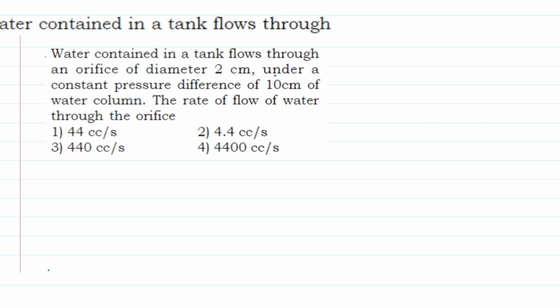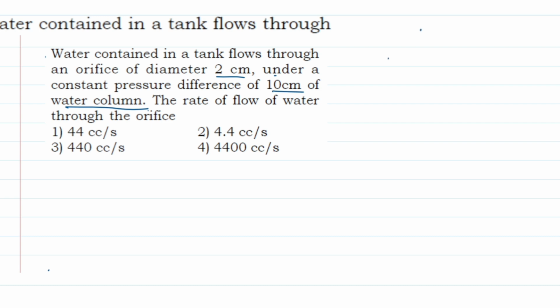In this video we are going to be discussing speed of efflux or Torricelli's law, and related problems. Here the question is given as: water contained in a tank flows through an orifice of diameter 2 cm under a constant pressure difference of 10 cm of water column.